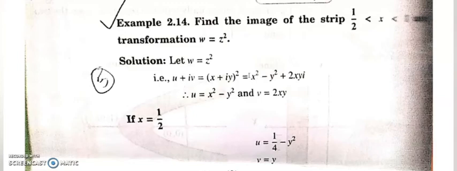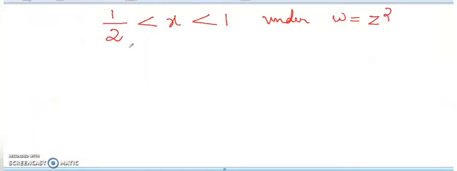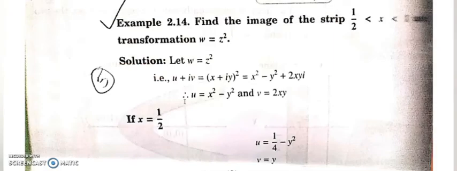Now let us take x is equal to 1 by 2, because first you have to take x is equal to 1 by 2, then you have to take x is equal to 1. So when x is 1 by 2, u is equal to 1 by 4 minus y square, since 1 by 2 the whole square is 1 by 4. v is equal to 2xy. What is x? x is 1 by 2, so the 2 will be eliminated and you have only y. When you take x as 1 by 2, v is equal to y.